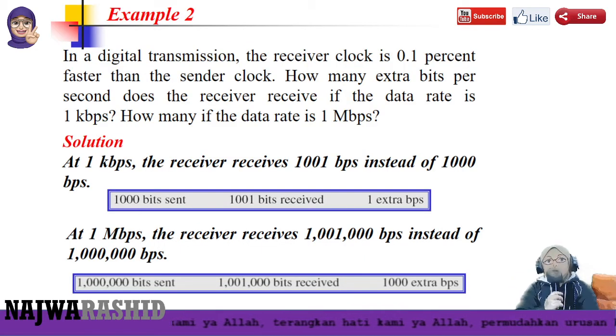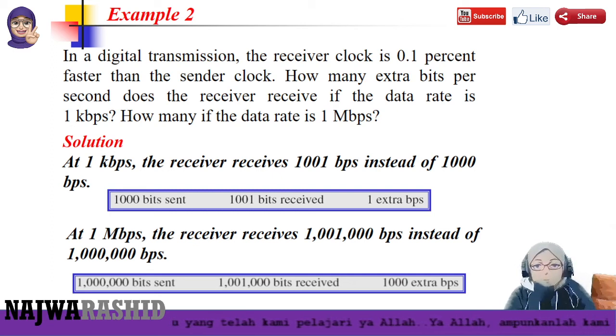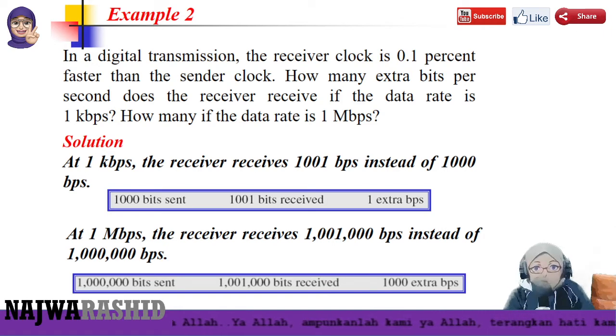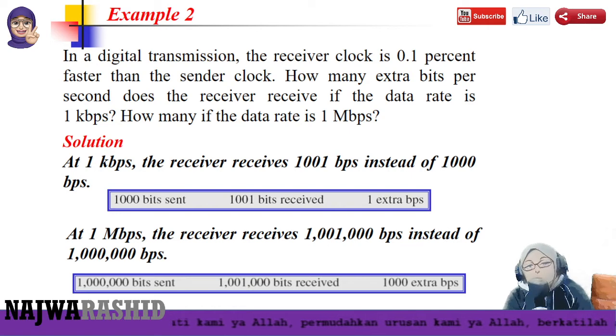Okay, look at this example. This example is about synchronization, the lack of synchronization. In digital transmission, the receiver clock is 0.1% faster than the sender clock. It means that the receiver has a clock faster compared to the sender clock. So how many extra bits per second does the receiver receive if the data rate is 1 kilobit per second?